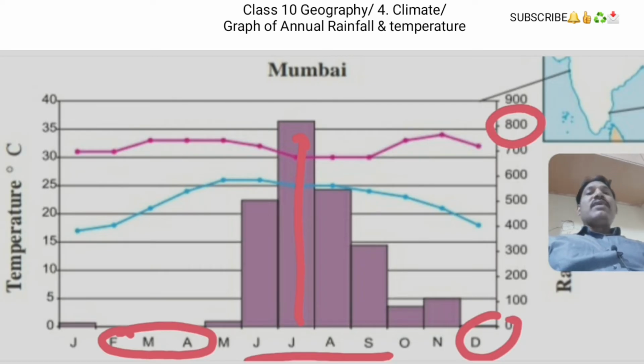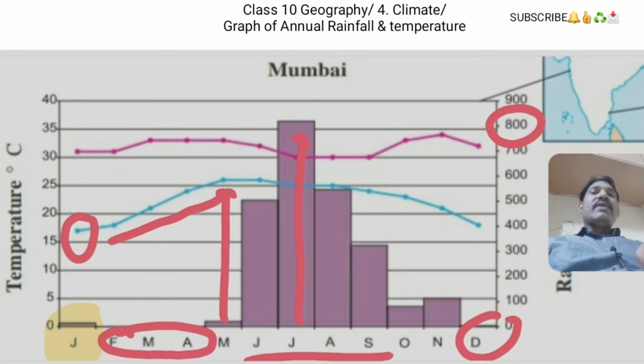Understood students? Now let's try to understand the temperature here. In Mumbai, in the month of January, it is between 15 to 20 degrees centigrade. Now it rises in the months of February, March, April, and in the month of May it rises to 25 degrees centigrade. Okay student, again it falls down in June, July, August, September, October, November and December. In this way it falls down to 15 degrees centigrade.